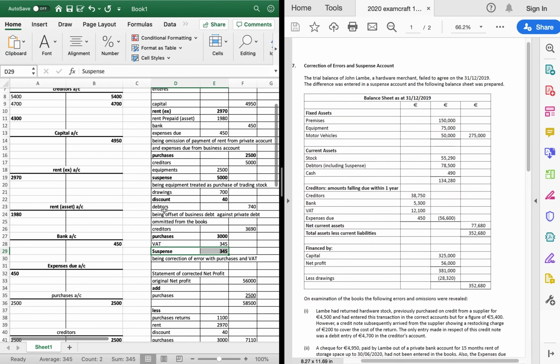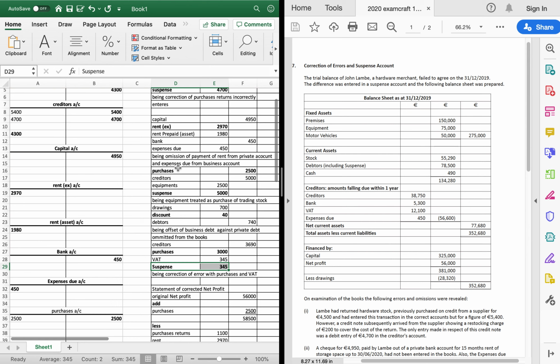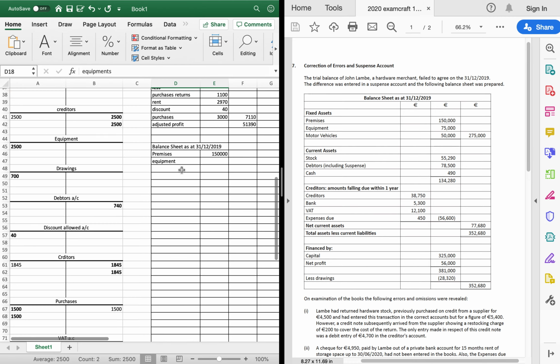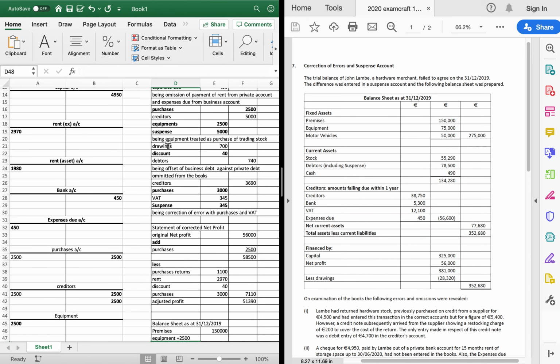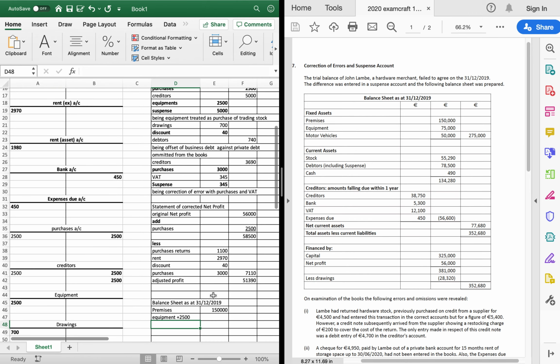So I'm looking for equipment. There's none in the first one, none in the second one. We've got equipment here of 2,500. That's a debit. Now for assets, you add on debits and take away credits. So this is a debit of 2,500. So we're going to add that on. And we'll just check to see if there's any in 4 or 5. There's none in 4. There's none in 5. So it's 75 plus 2,500 is 77,500.